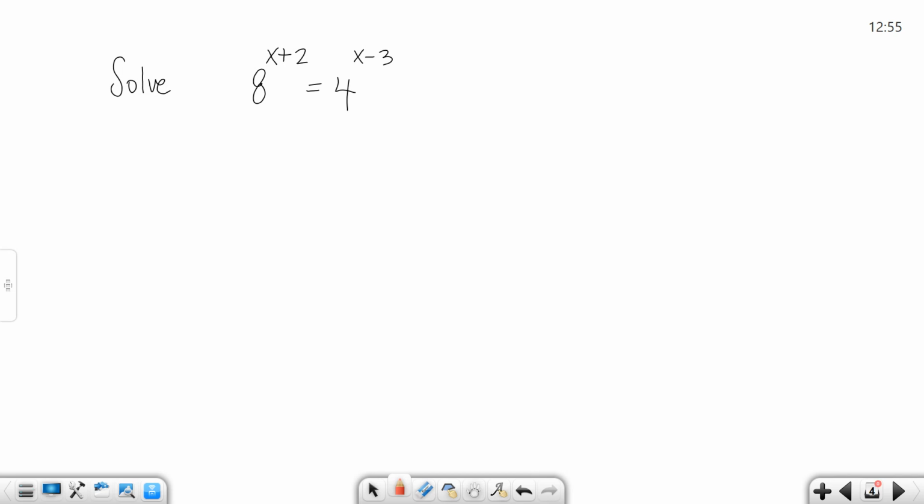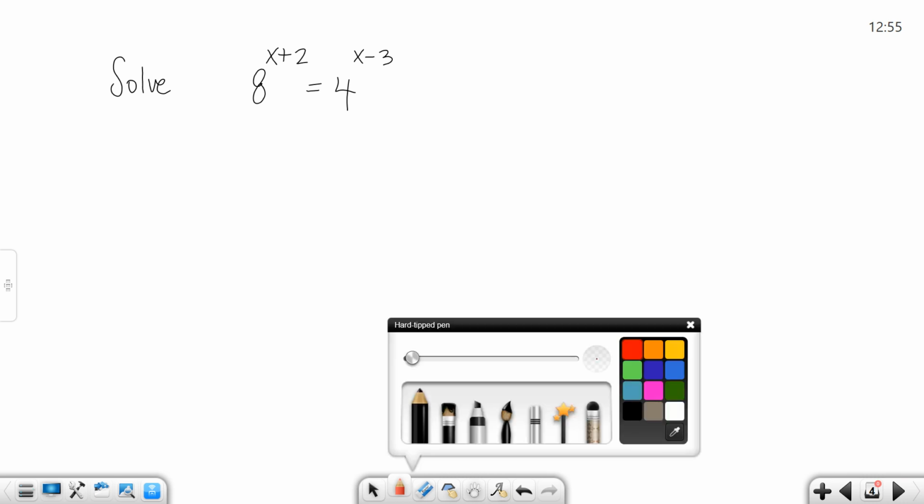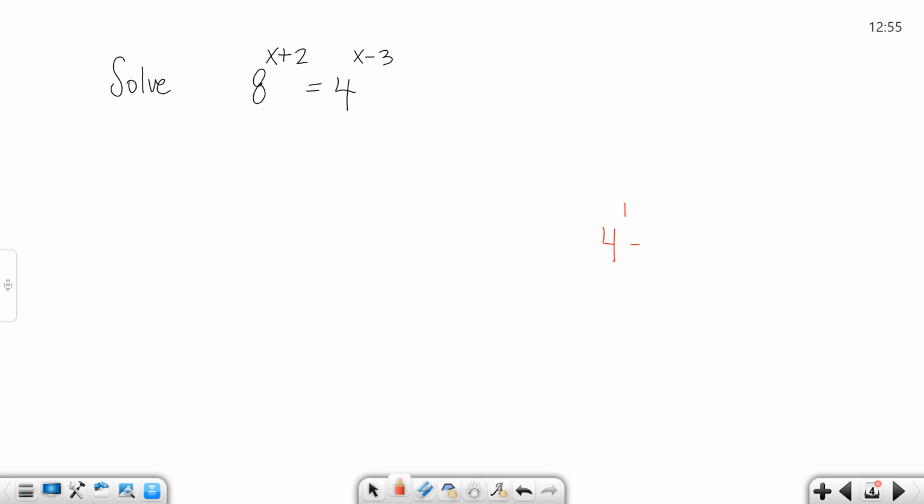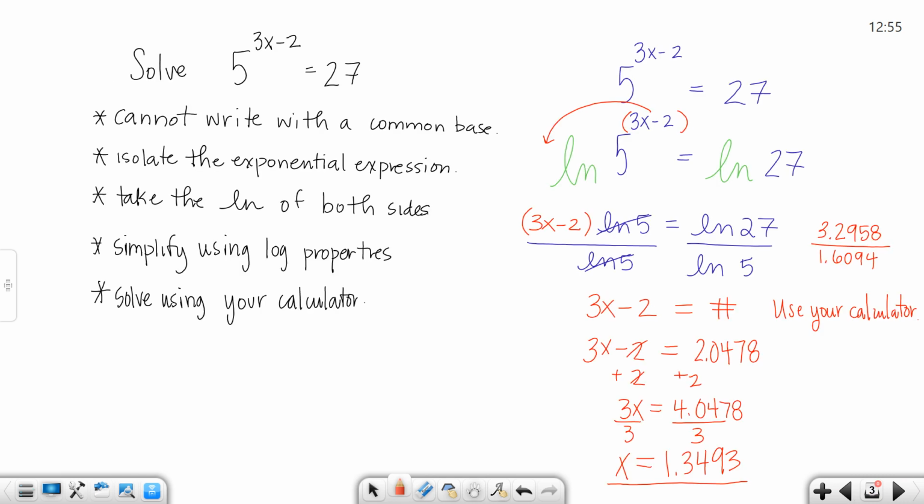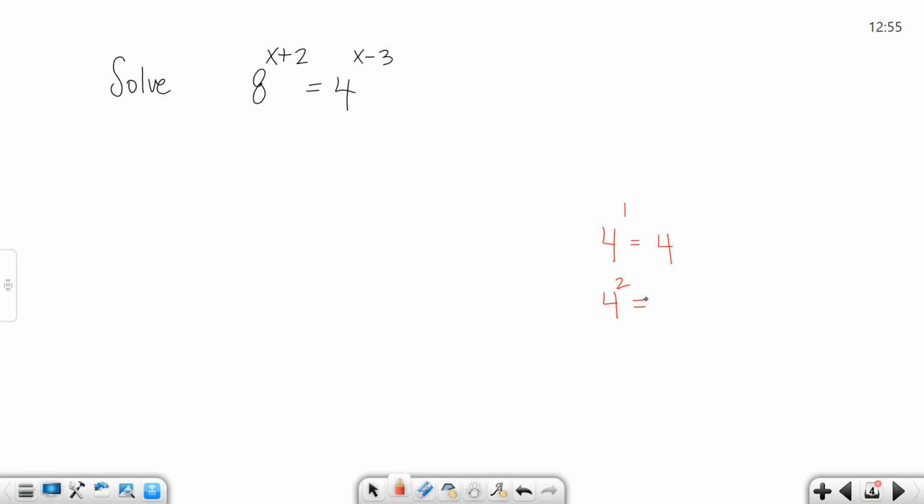So let's try a few more of these. Okay, so what you'll see about this particular equation is you have bases 4 and 8. Well, 4 and 8 can be written as a common base. So let's first try 4. If you wrote 4 to the 1, you would get 4. So that would work on the right side. But if you wrote 4 to the 2, you would get 16. Well, that doesn't give you an 8, so that means 4 is not the proper base.